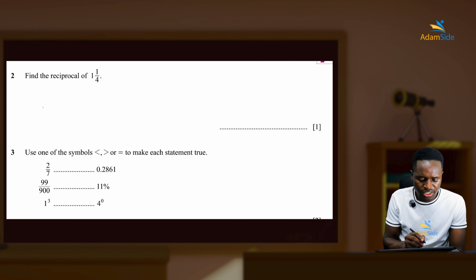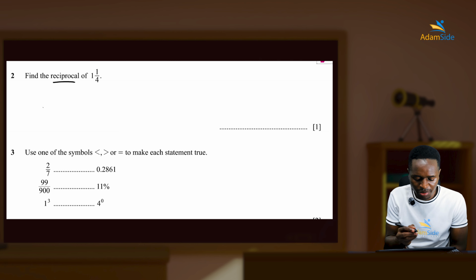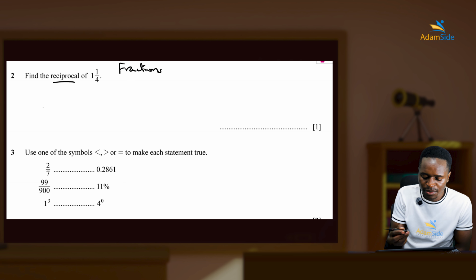All right, next question. Find the reciprocal. What's the reciprocal? As we said, reciprocal is the inverse of a number. So change the mixed fraction into improper fraction. So this topic is called fractions, and it's normally on types of fraction.